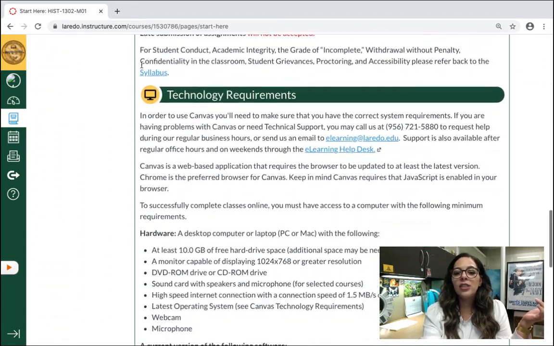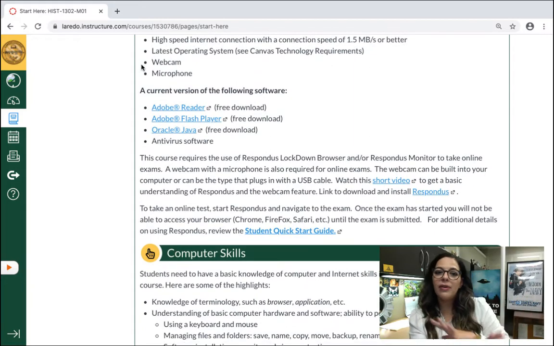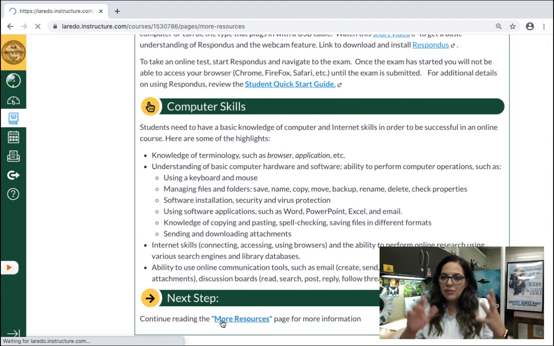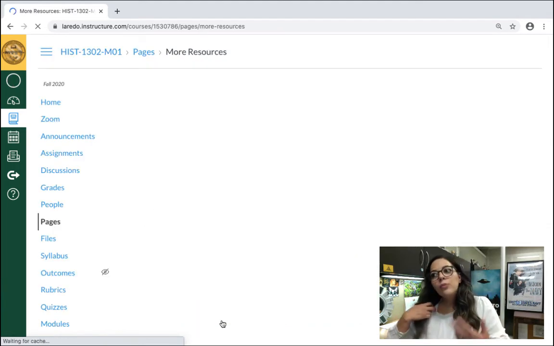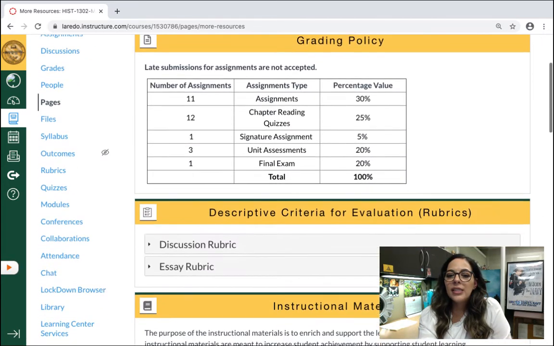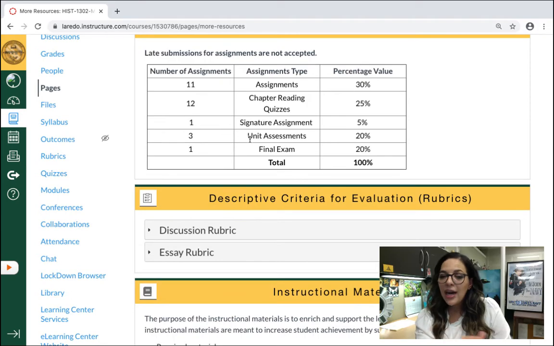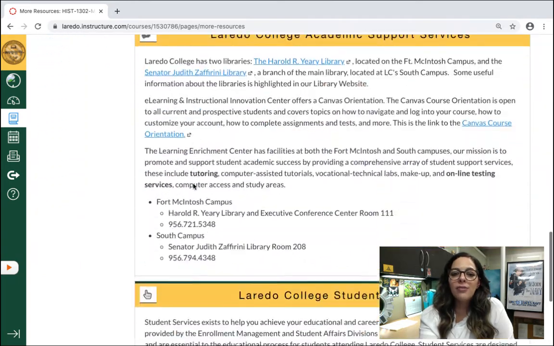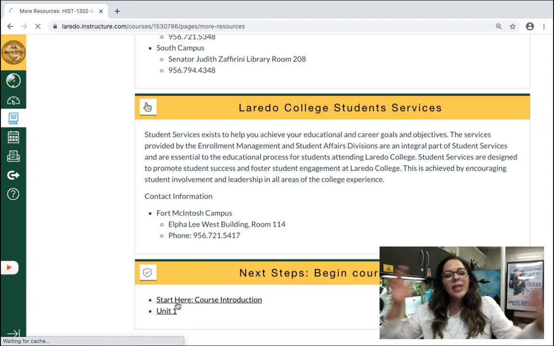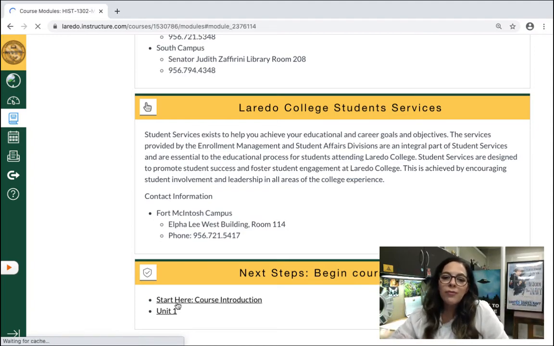Course information, all of this stuff, you have to read it, right? Make sure that you are well aware of this information. More resources tab, again, more resources, right? So grading policy, the grade scale, how many assignments are we going to have this semester? Your discussion rubric is here, your essay rubric. Go over that stuff, right? And then once you're done reading all of this information here, you are now ready to proceed to your first unit.